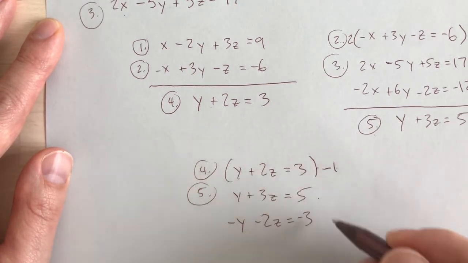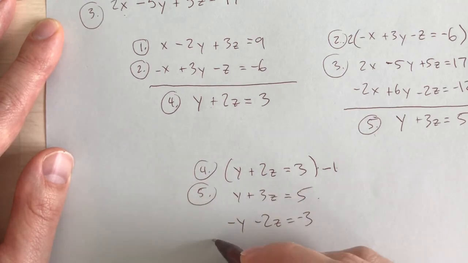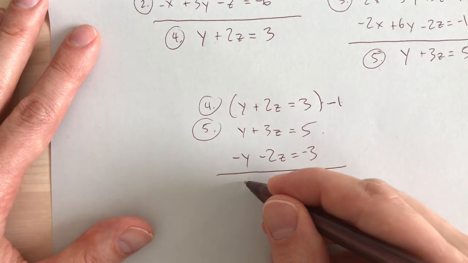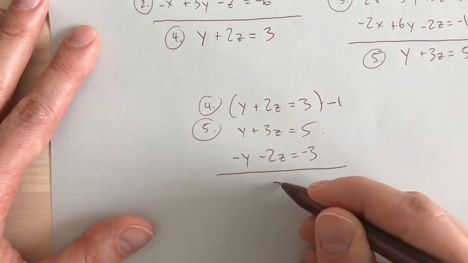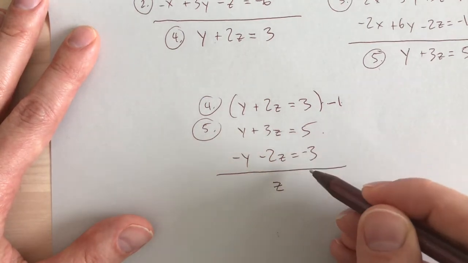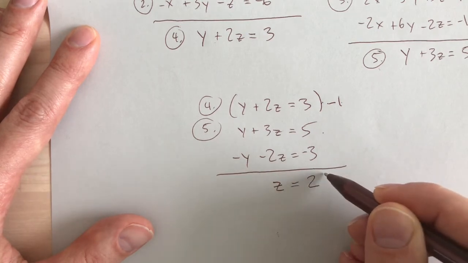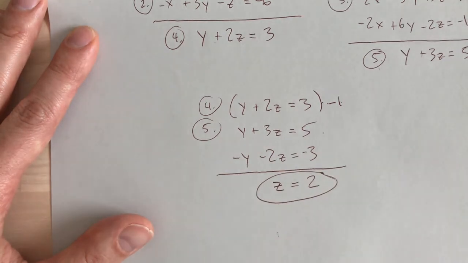So that is the new equation 4. I'm going to add that with equation 5. And when I do that, I'm going to end up getting nothing for y. This is just going to end up being z, and then 5 minus 3, or 5 plus negative 3, is just going to end up 2. And that is the answer, at least for z.